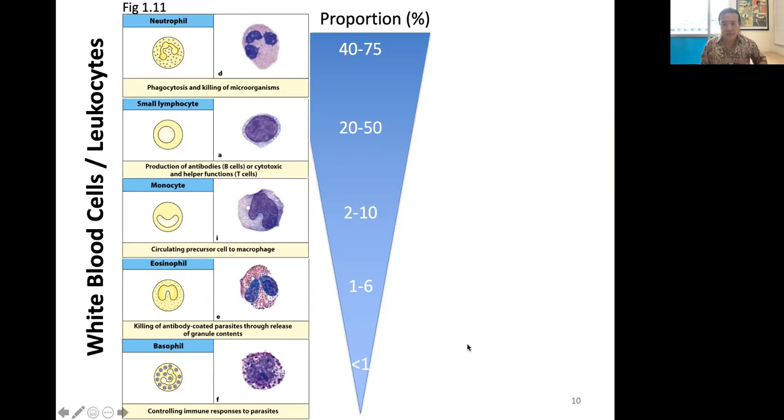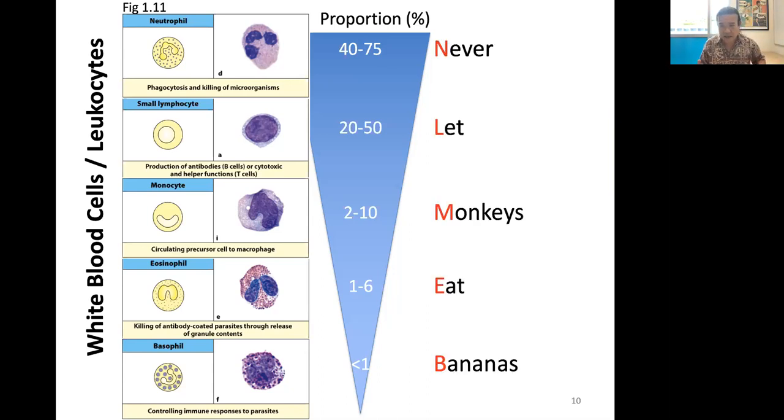So what I want you to know about this, right? I don't necessarily want you to memorize these different percentages because like I said, that kind of varies from person to person and depending upon your health. But I do want you to remember this order, right? From neutrophils down to basophils. And a good way to memorize that, right, is by this little mnemonic here, right? Never let monkeys eat bananas. Right? Neutrophils, lymphocytes, monocytes, eosinophils, and basophils, right? If you can remember that, then you're set.